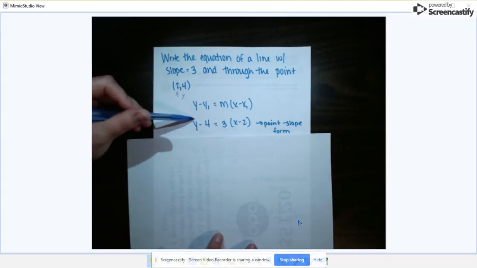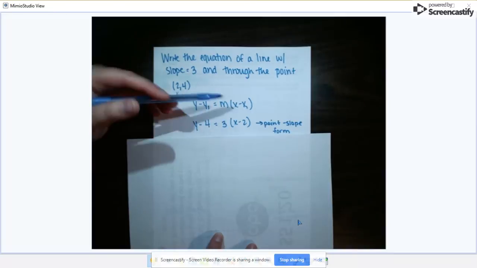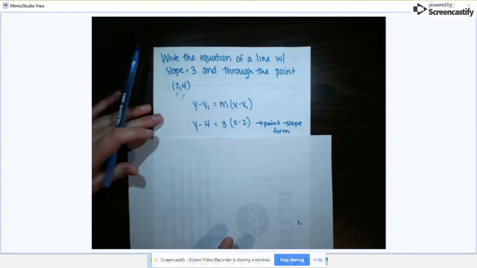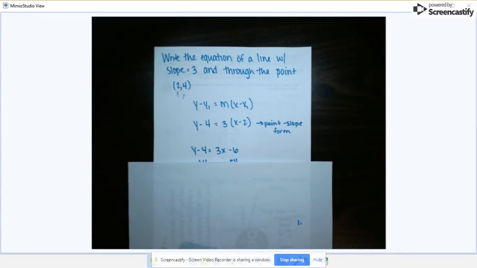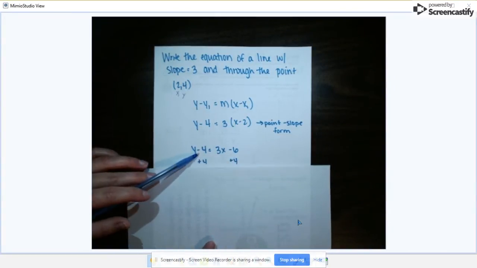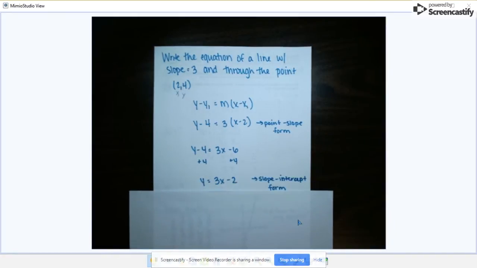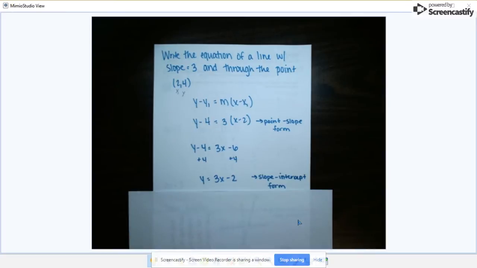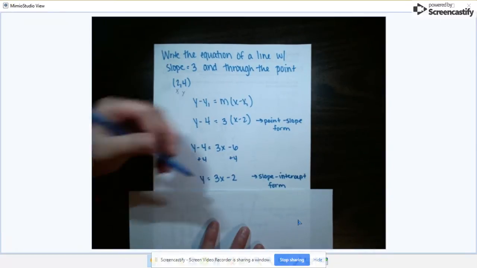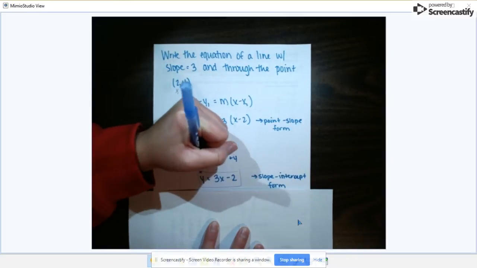Well, that means we have to get y by itself. So let's start by distributing that 3 across the parentheses. That gives us y minus 4 equals 3x minus 6. And last step would be to add 4 to both sides. -6 plus 4 is where I get the -2. So y equals 3x minus 2 is our slope-intercept form. So this would be our answer.